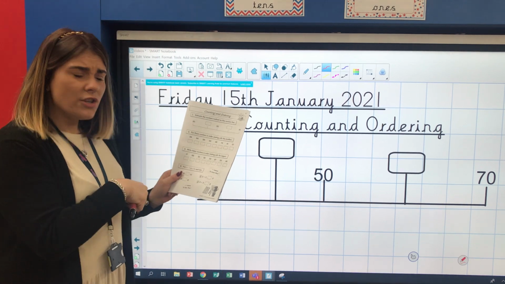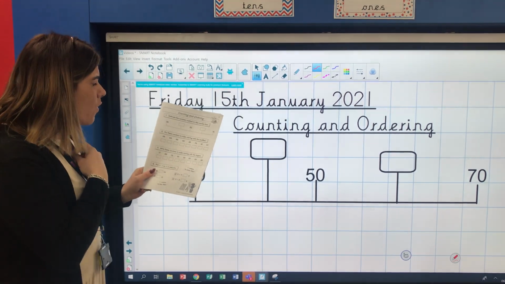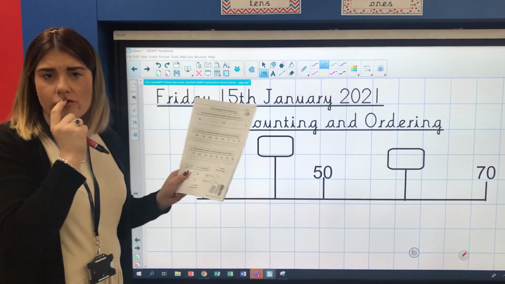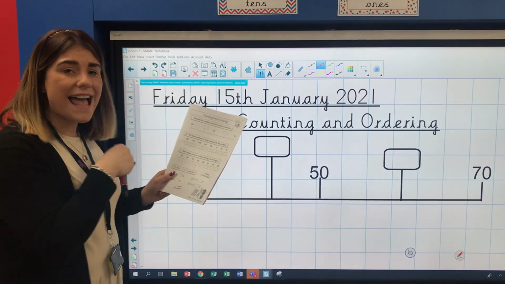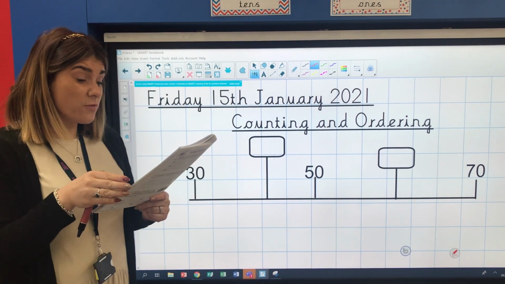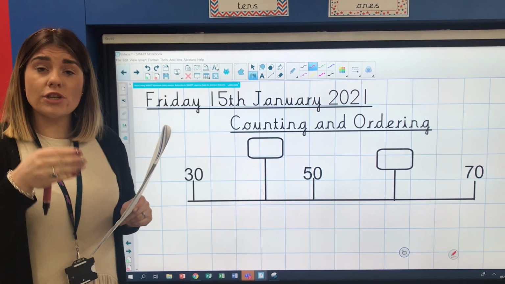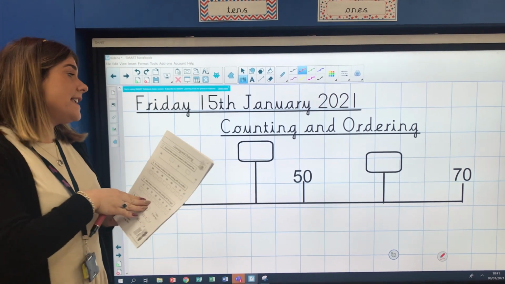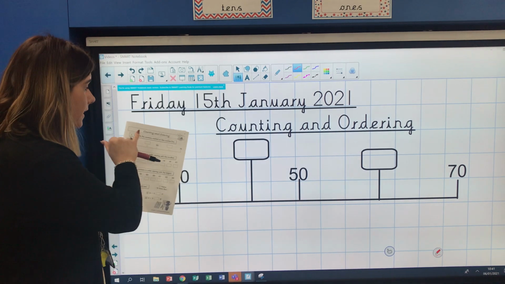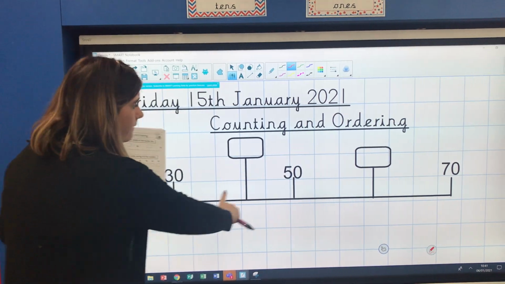Now, you might remember this from school. What does that tricky word estimate mean? Just a little chat with your grown-up now at what you think the word estimate means. Now, estimate just means it's a posh word for guessing, so using what we already know to make a good guess of an answer.